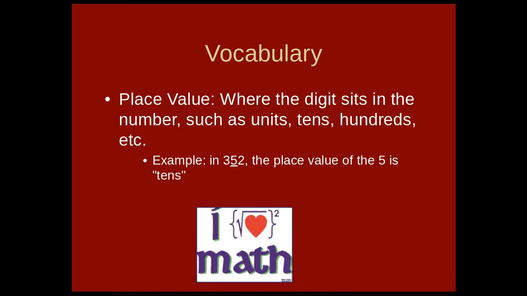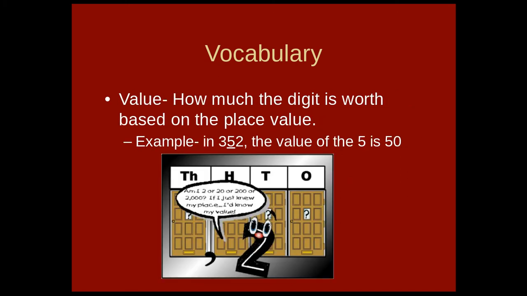When we move from digits, we talk about value or place value. It's where the digit sits in the number. It's kind of like its home, such as units, tens, and hundreds. For example, in the number 352, the number that's underlined, the place value of the 5 is in the tens. If I were to count by tens, I'd count 5 times: 10, 20, 30, 40, 50. And then we're looking at the value, which is how much the digit is actually worth, which is 10, 20, 30, 40, 50.